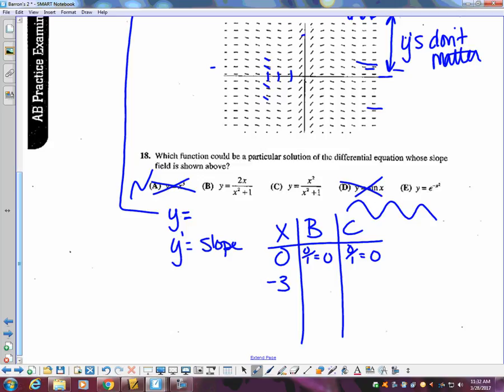Okay, so let's plug in a -3 for B. That would be -6 over 10, and that would be a negative slope. So we're good. For C, that would be +9 over 10, and that's a positive slope. So at -3, C would have a positive slope, and I don't have a positive slope. I have a negative slope, so it's got to be B.